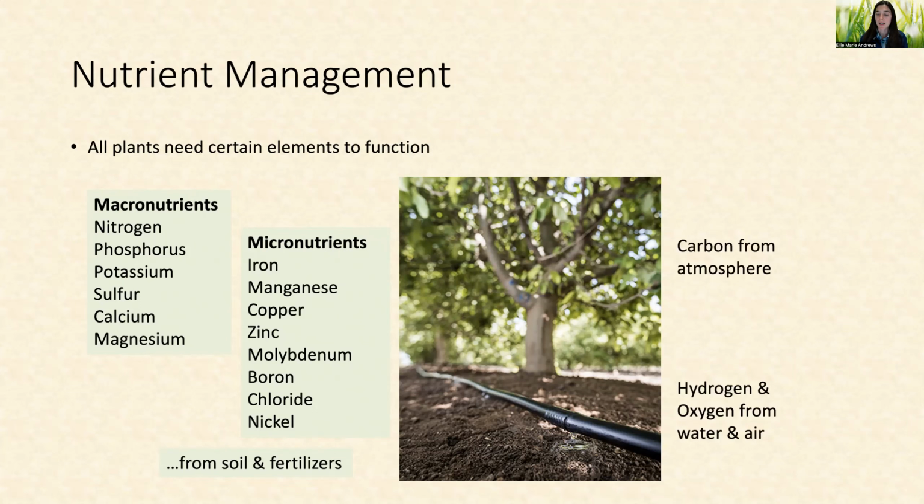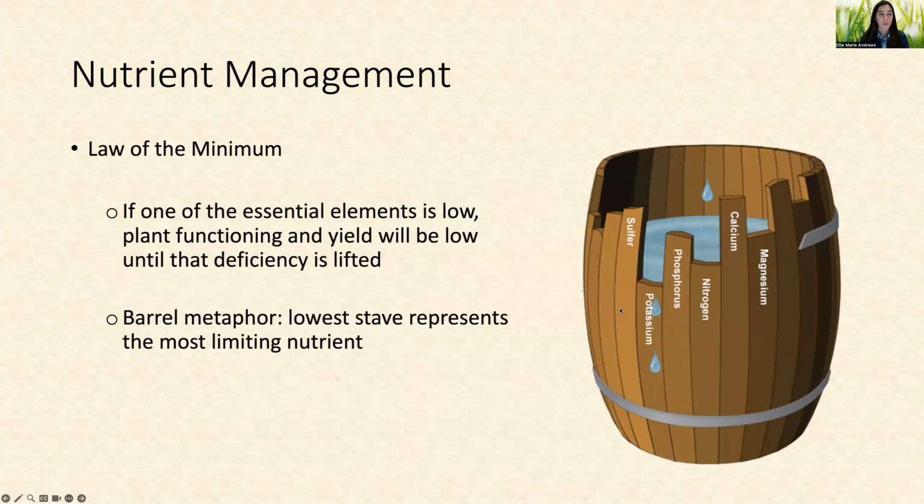So I wanted to describe something called the law of the minimum, which comes from ag science, and I think it's relevant in the backyard setting as well. This just means that if one of these essential elements is low, plant functioning and yield will be low until that deficiency is lifted. This is usually represented as a barrel metaphor. Let's say you've got a barrel, it's full of water as pictured here, and there are these different staves, the wooden planks that are different heights.